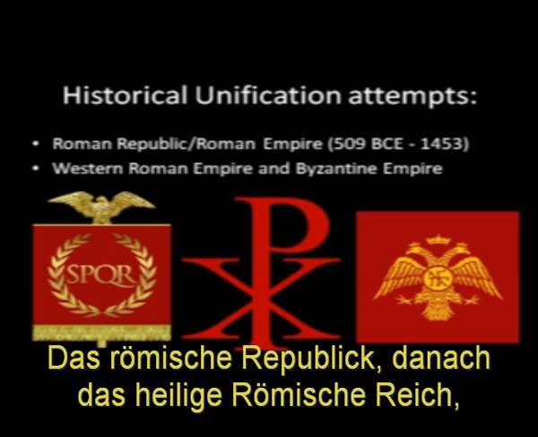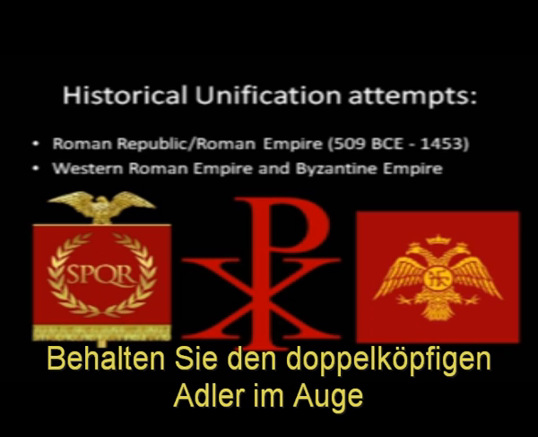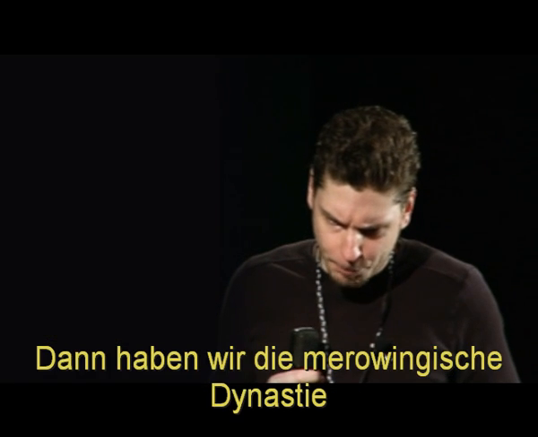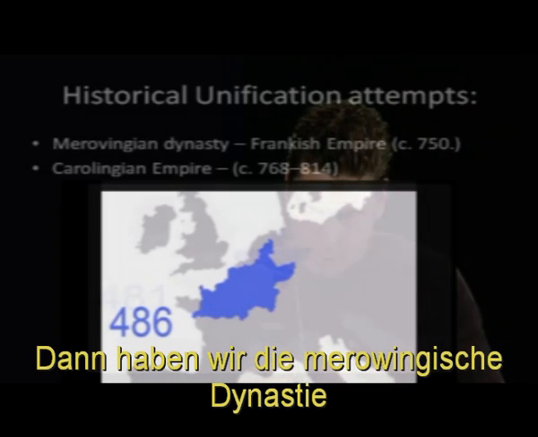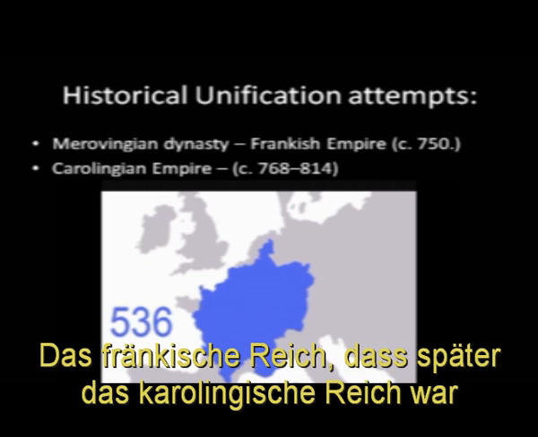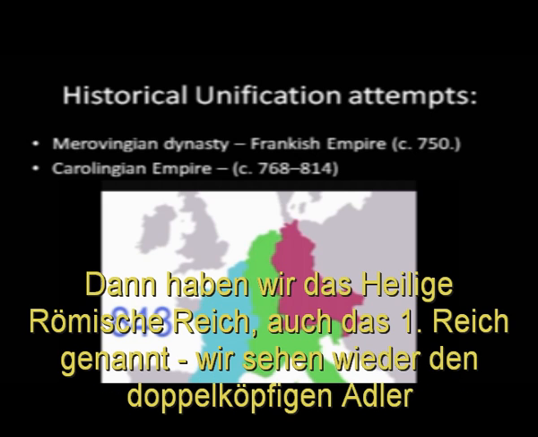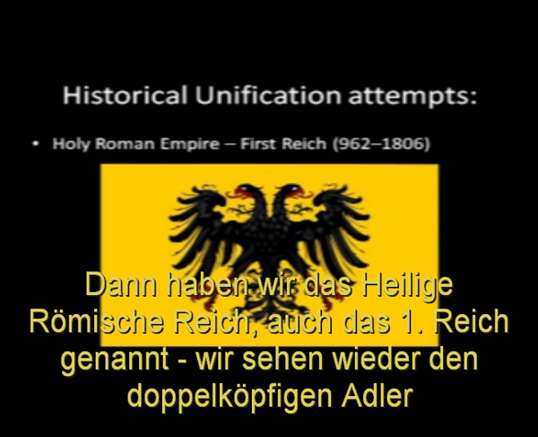The Roman Republic and later the Roman Empire eventually splits up into the Western Roman Empire and the Byzantine Empire. Keep an eye on the double-headed eagle there as well, by the way. And then we have the Merovingian dynasty, the Frankish Empire, later turned into the Carolingian Empire. This is the expansion during the Frankish Empire. Then we have the Holy Roman Empire, known as the First Reich. The double-headed eagle is back there.